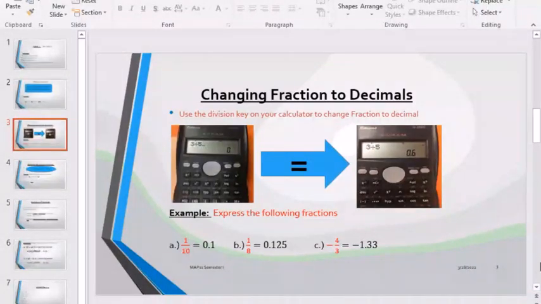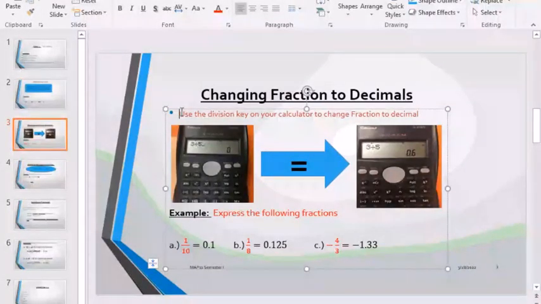So changing fraction to decimal, as funny as it seems, yes, you are going to use the division sign on your calculator to change fraction to decimal.